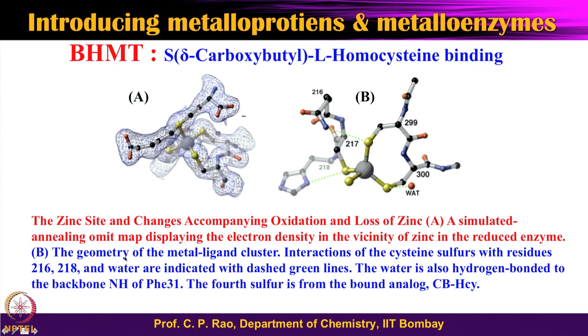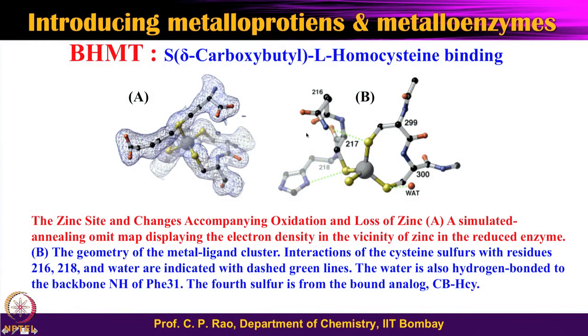Now, in the B, what you have is the geometry of the metal ligand cluster, and the interaction of the cysteine sulfur with the residues 216 and 218, and the water are indicated by the dashed lines over here. So, the water is also hydrogen bonded to the backbone NH of the phenylalanine 31. So, the fourth sulfur is from the bound analog of the homocysteine in this complex. So, first of all it should bind to the two parts, and this is recognized, and then the transfer takes place.